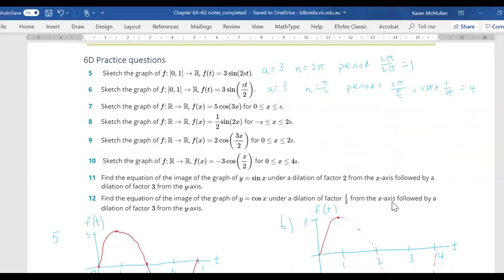Okay, so it's given us a restricted domain here. We're going from 0 to pi. Our amplitude is 5. Our value of n, the coefficient of x, is 3. So your period is 2 pi on 3, but we only want to go from 0 to pi.